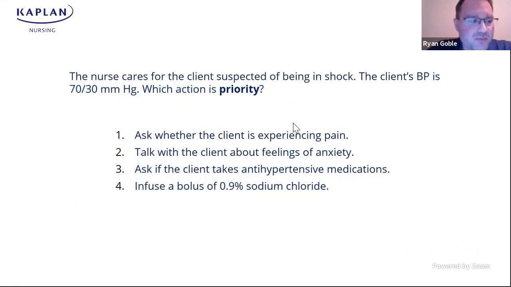Here's another very straightforward question. We're told that the client is in shock and that they're hypotensive. Which action is priority? So how could we take this question and turn it into an NGN style question?